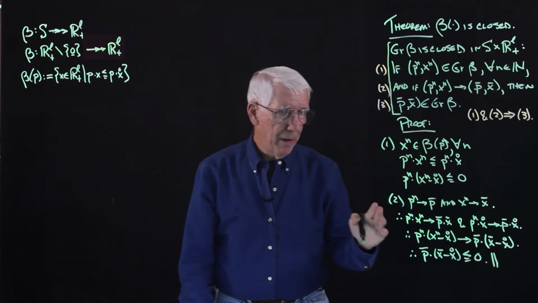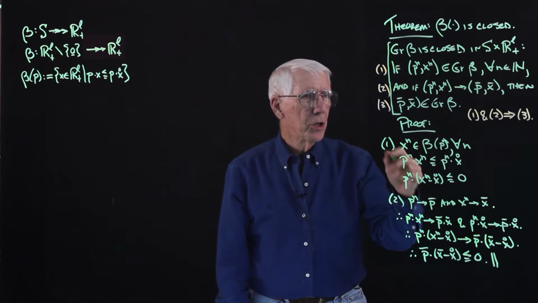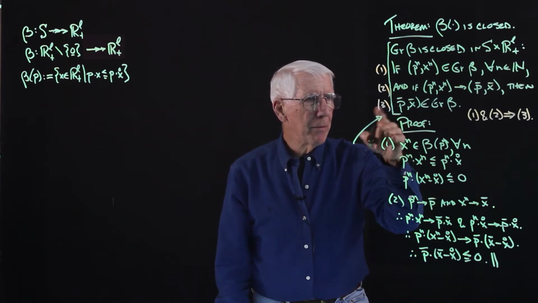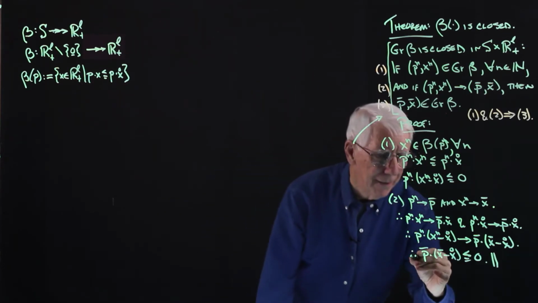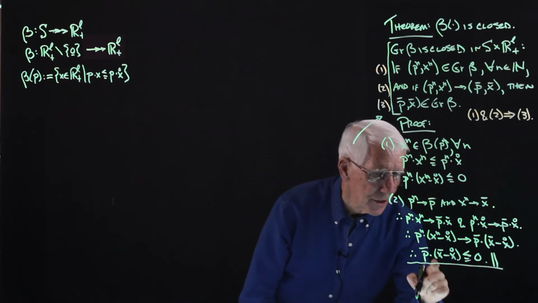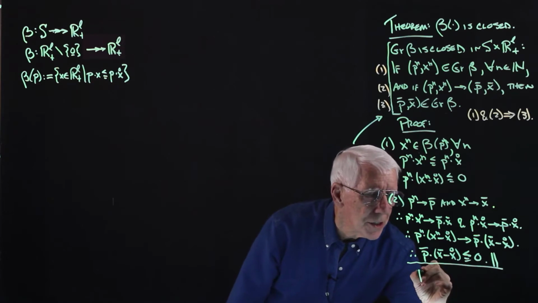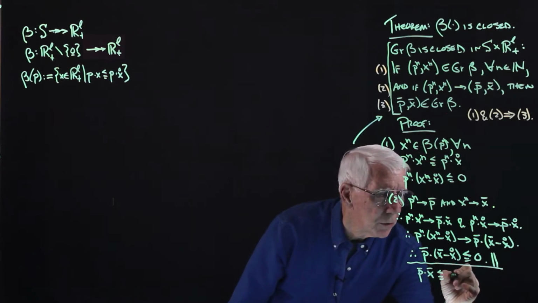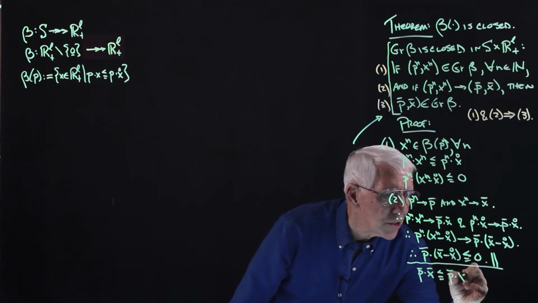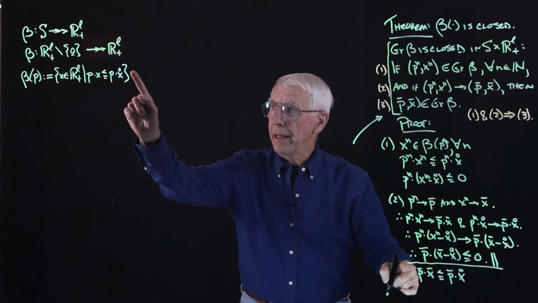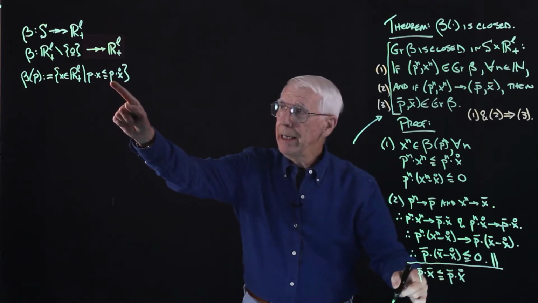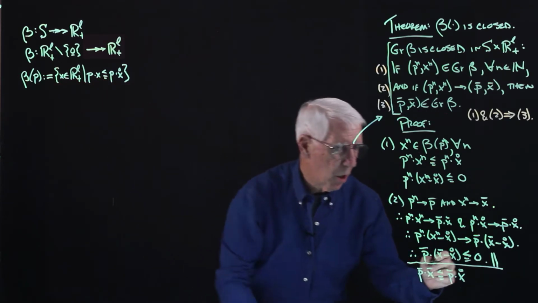And now you might say, well, wait a minute. We're supposed to prove statement 3 up here, and that doesn't really look like statement 3. But let's notice that this, P bar dot X bar is less than or equal to P bar dot X circle, is saying that X bar is in beta of P bar.